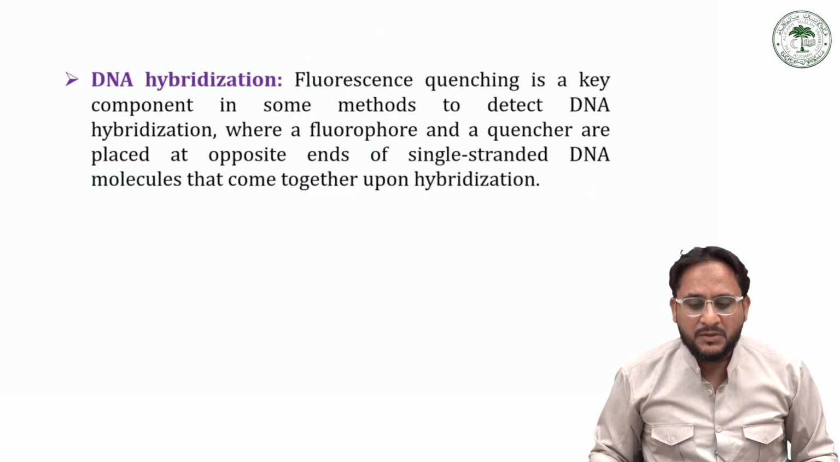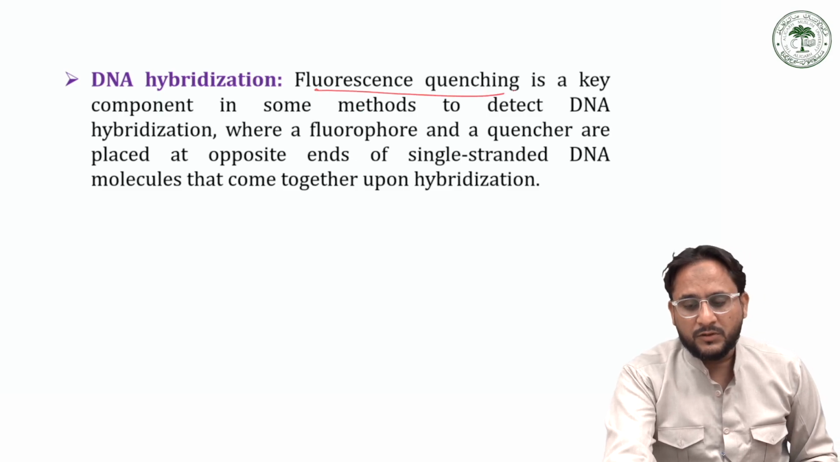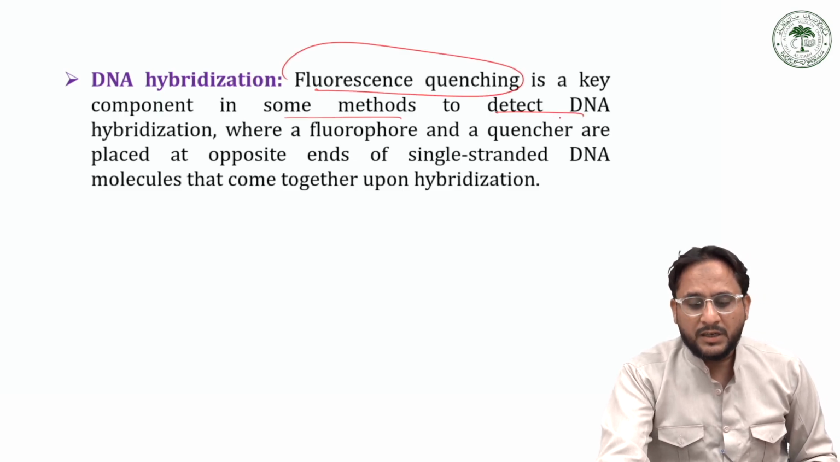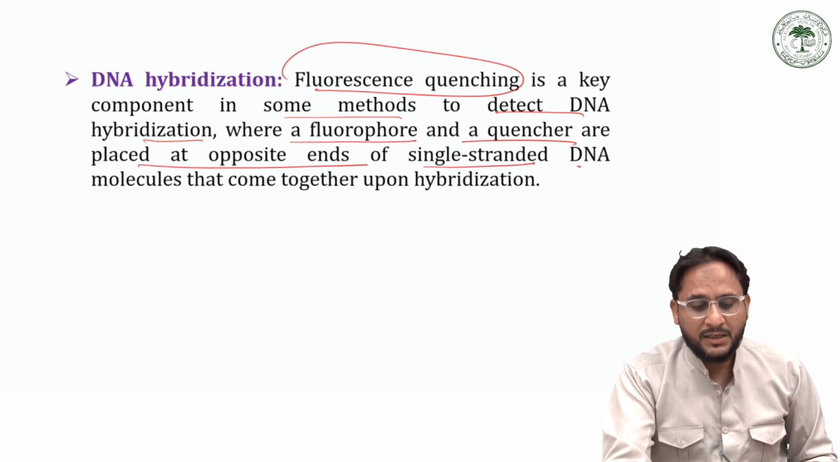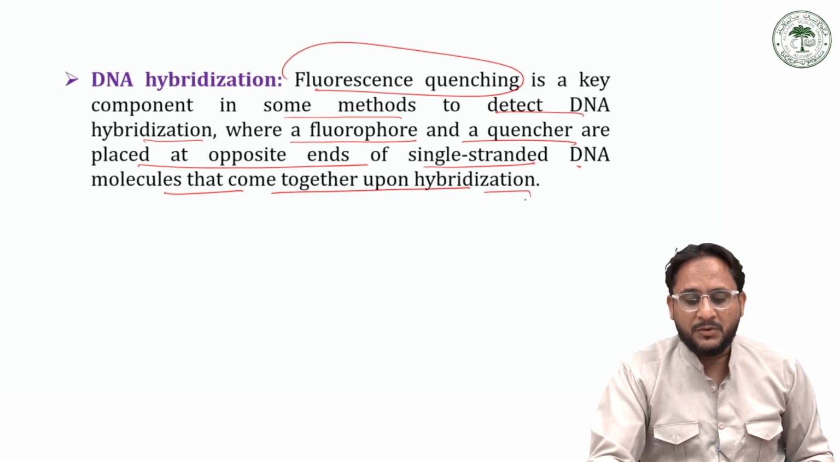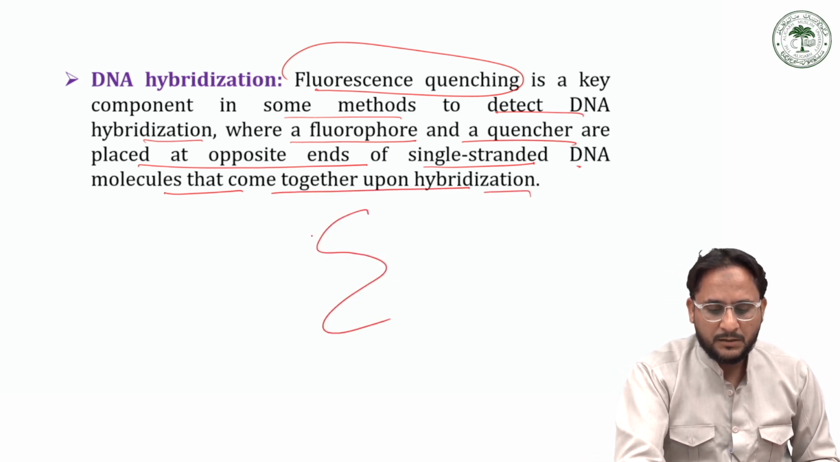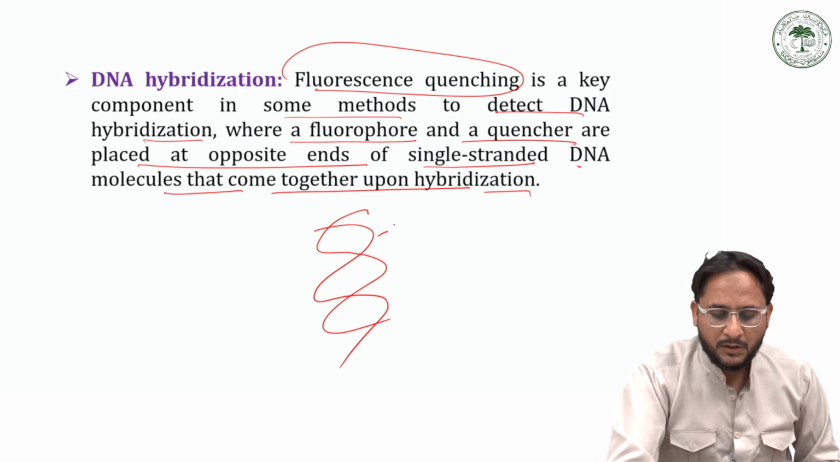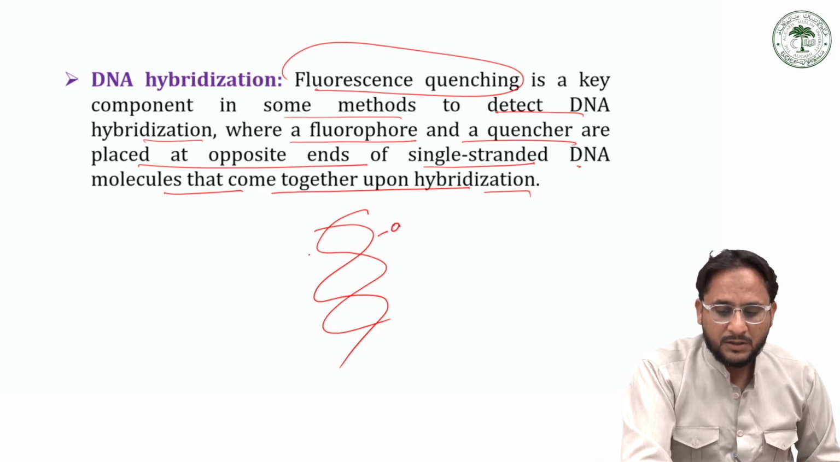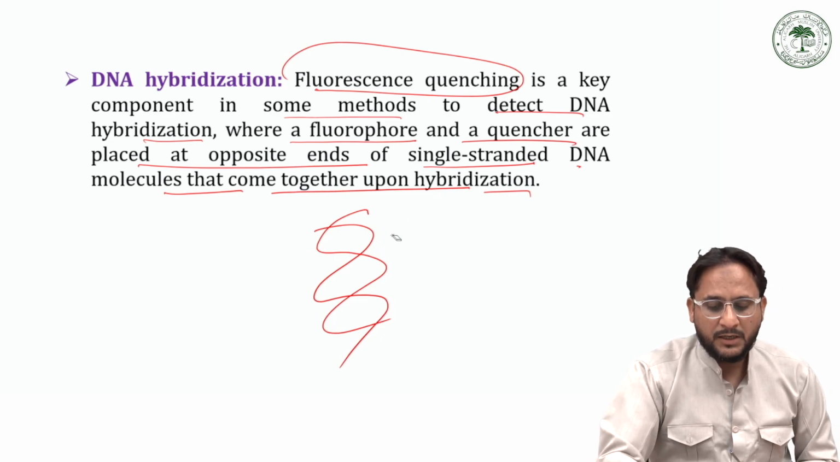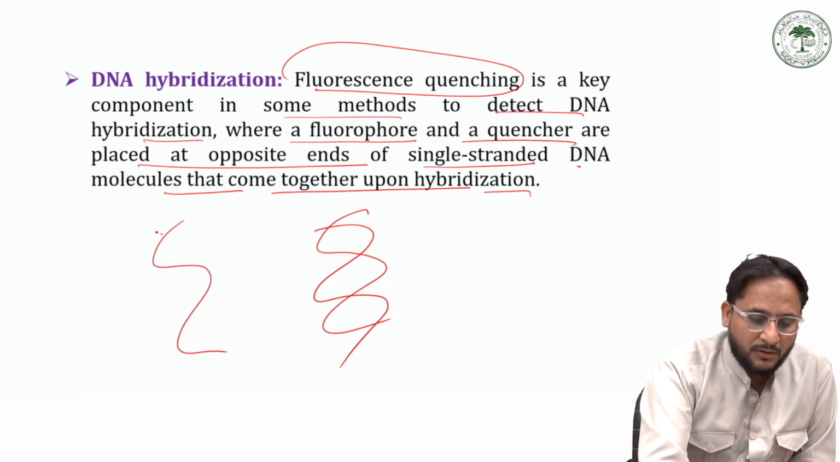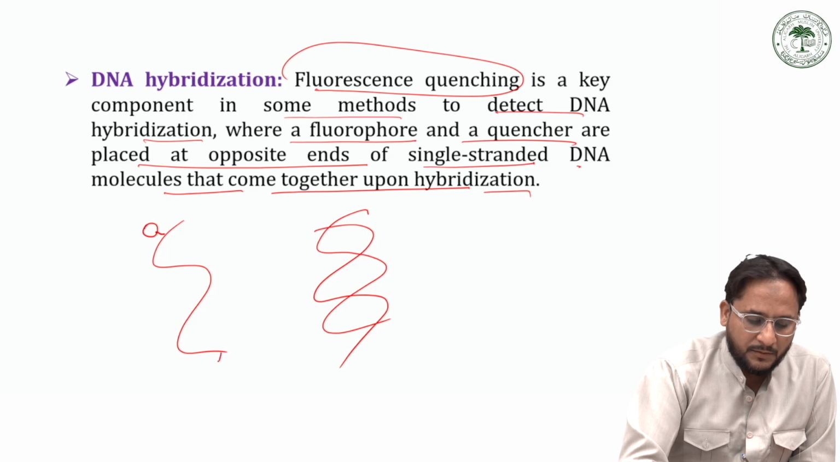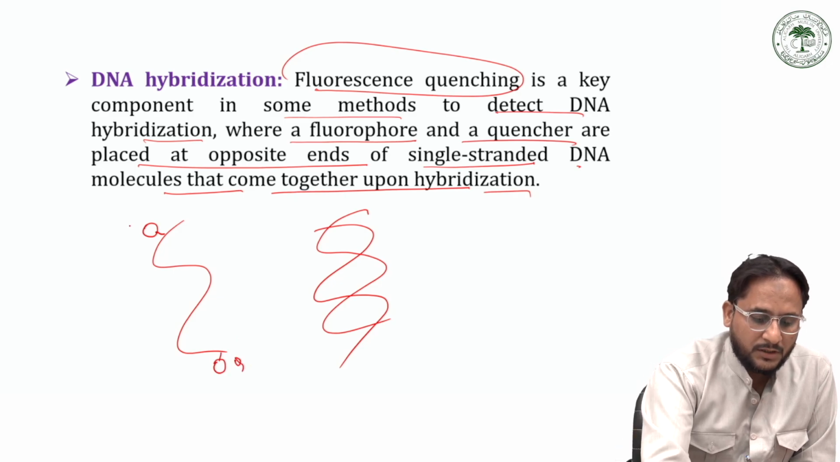Again, DNA hybridization can be studied. This is through fluorescence quenching, which is a key component in some methods to detect DNA hybridization, where a fluorophore and a quencher are placed at opposite ends of the single stranded DNA molecules that come together upon hybridization. It means we have a DNA molecule like this, and this is a double strand DNA molecule. Then we have a single strand molecule here. So we put on one side a fluorophore, and at the other end we put a quencher. Here we put a quencher, here we put a fluorophore.